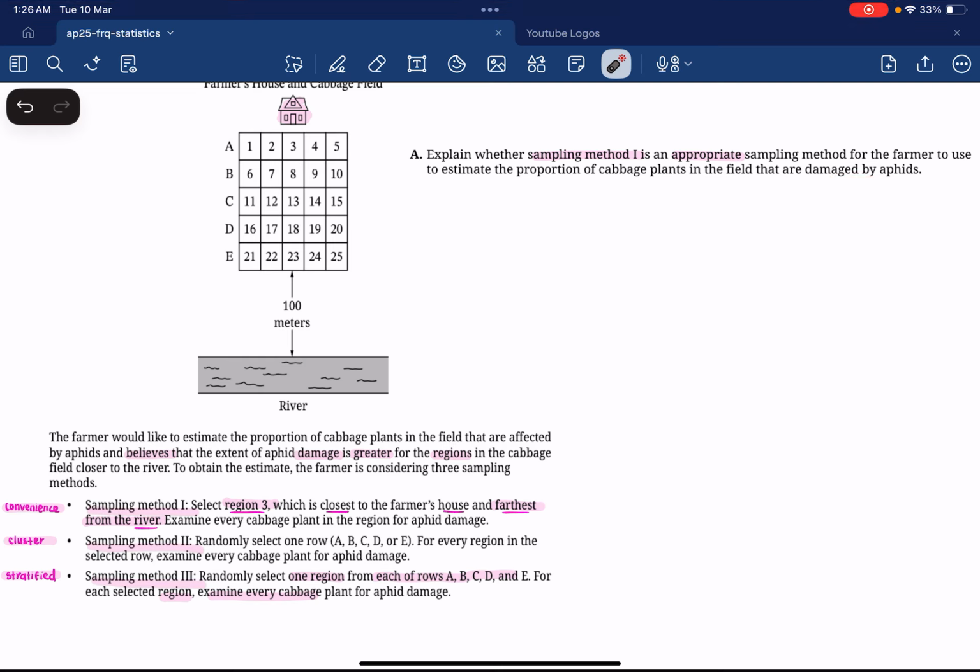If the farmer believes that the closer you are to the river, the larger the damage, the greater the percentage of plants damaged, then if you're furthest away from the river, you expect to have a very small percentage of plants damaged by the aphids from the river. And so you expect that this percentage you calculated is going to be an underestimate of what the true proportion of plants damaged by the aphids should be in the whole field, right?